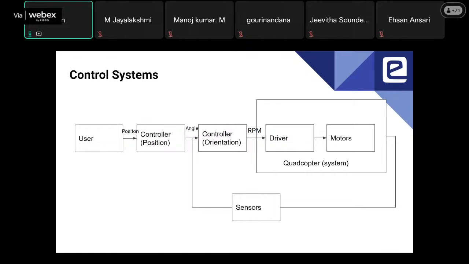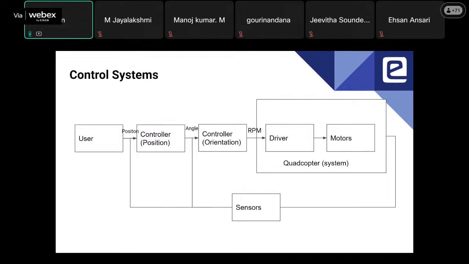So let's say I want to move in Z coordinate some 2 meters, which will be like a motion in Z axis, that is, to make the drone move up by 2 meters. So the user is specifying that position, and this controller will give that angle. Similarly, this controller also needs feedback to know whether that particular height has been achieved or not.